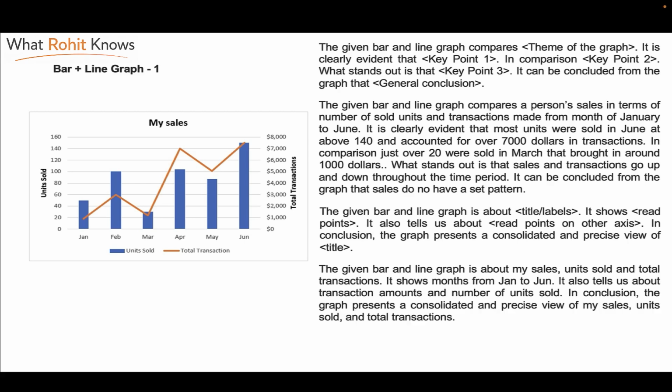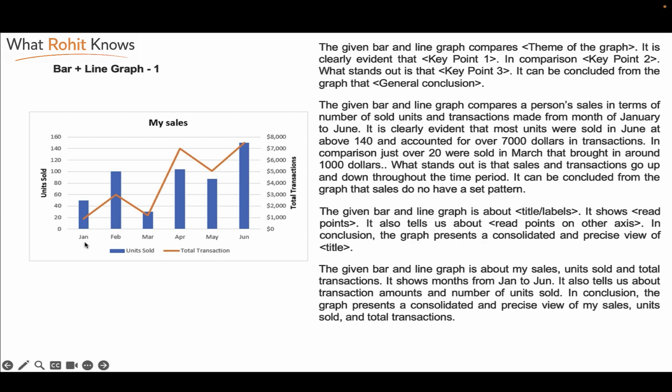Let's look at the simpler version. The given bar and line graph is about my sales, units sold, and total transactions. Now, as I said, if you note, the title here is my sales. So it means this is probably from the perspective of a salesperson who has made the sales. And when you are reporting, ideally you will not say my sales. But since you are using a template, we will not think so much. You will just read what is in front of us. So you say my sales, then read what is here, then read what is here.